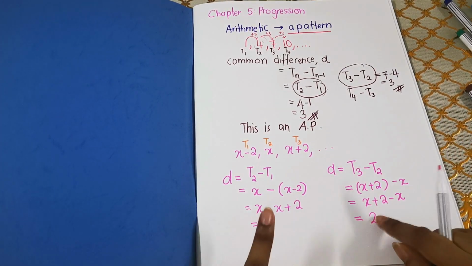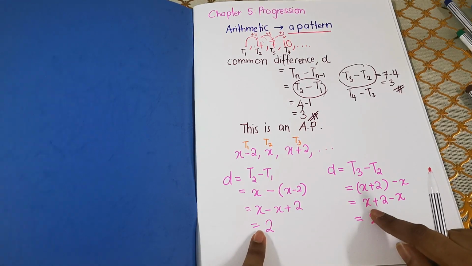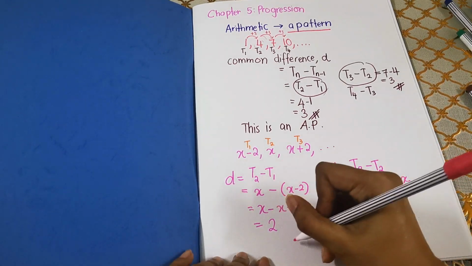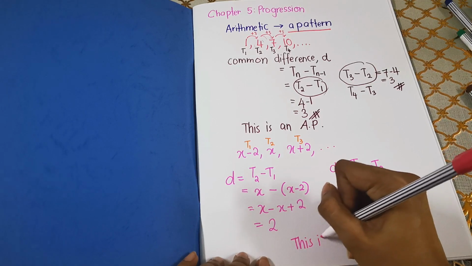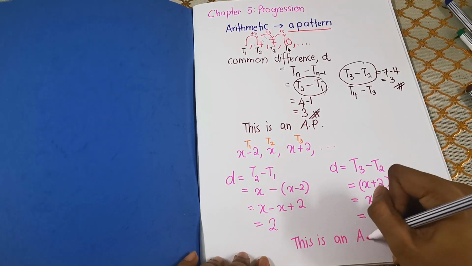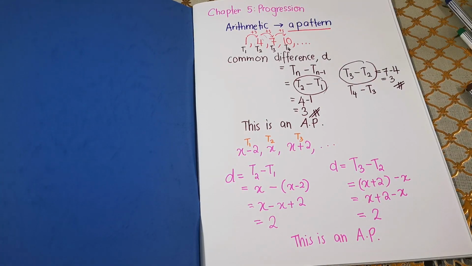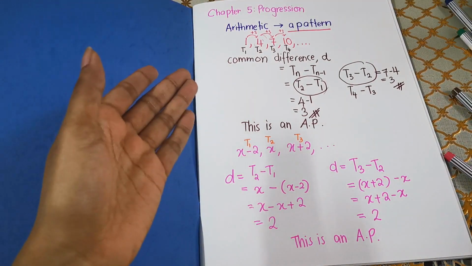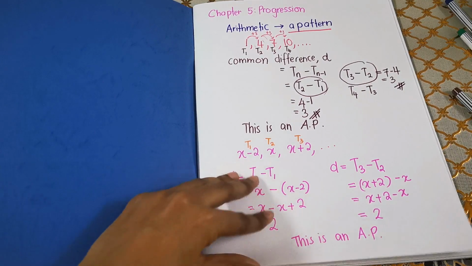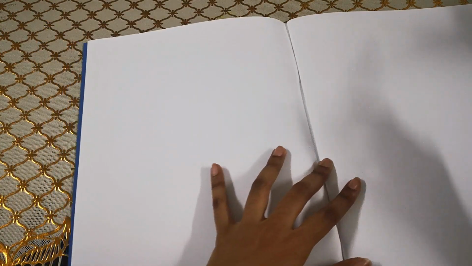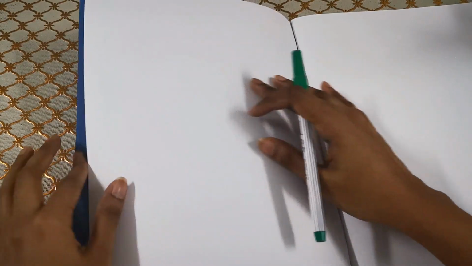So is the common difference the same? Yes, the common difference is the same. Therefore, this is an arithmetic progression. This is how we find out whether it is arithmetic, yes or no, because sometimes the question will not be an arithmetic progression. Let's look at an example which is not arithmetic.